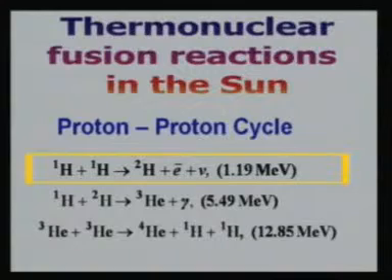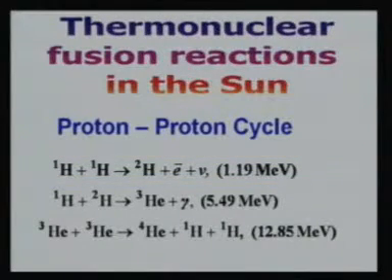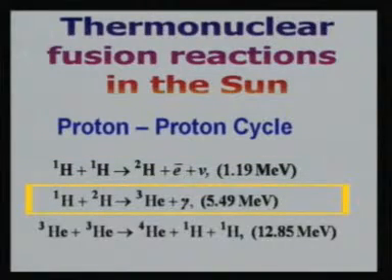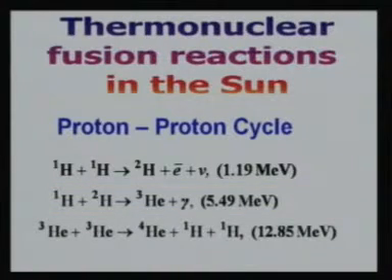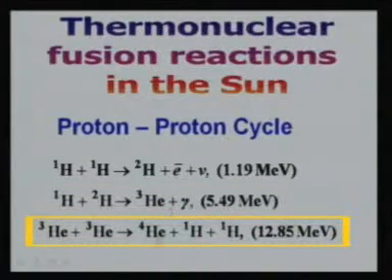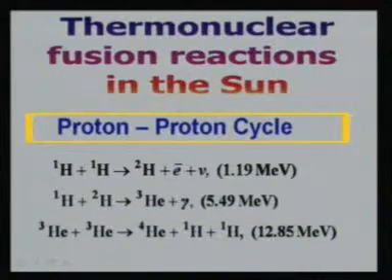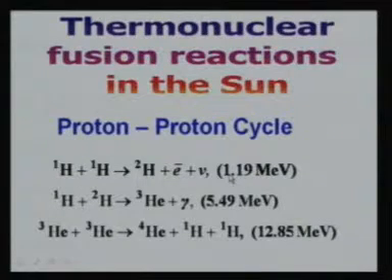Two protons combine, as shown here in this slide, to produce deuterium and give energy. Deuterium combines with another proton to give us helium-3 and energy. And then two helium-3 nuclei combine to give us helium-4, letting out two protons and giving a lot of energy. So it is this which is called the proton-proton cycle. And you see, the net result is that 4 protons have combined into one helium nucleus.